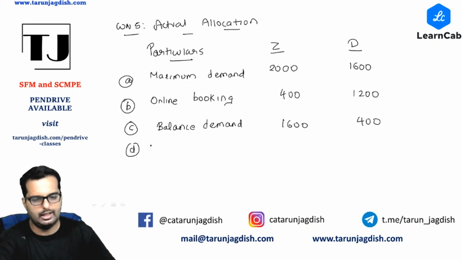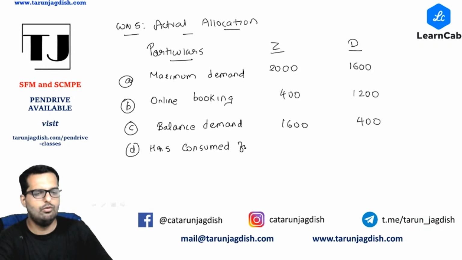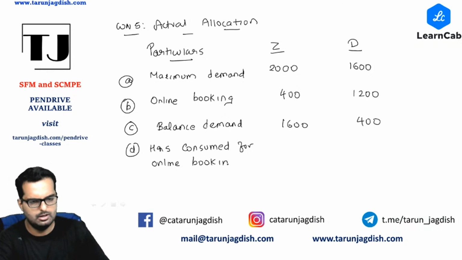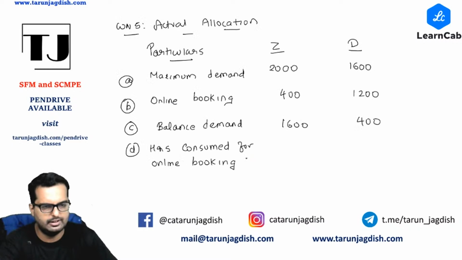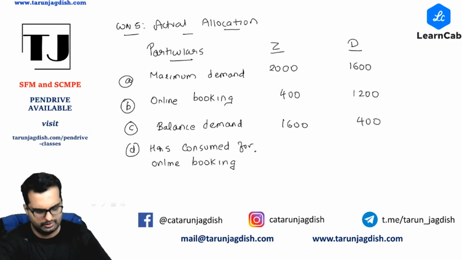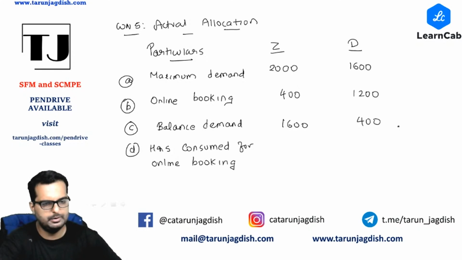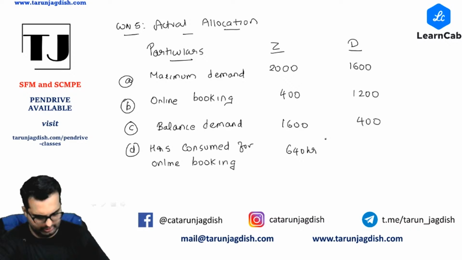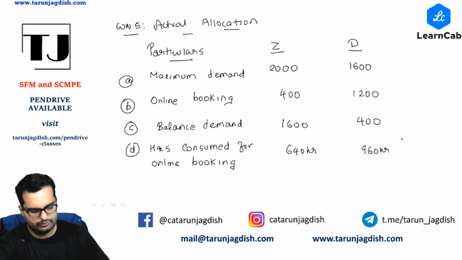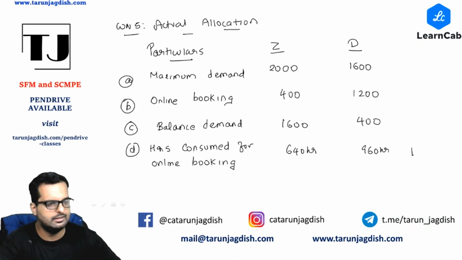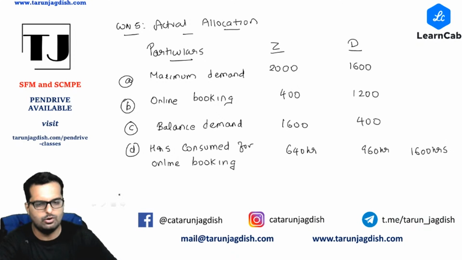Okay. Now let us say hours consumed for online booking. Look, here it is 400. So it will be 400 into what? 1.6. How much is 400 into 1.6? Is that turning out to be 640 hours? And here it is 1200 into 0.8. That is 960 hours is already gone. So 640 plus 960 would give you the answer as 1600 hours is gone. Okay.